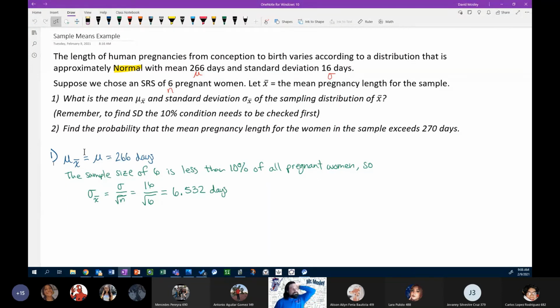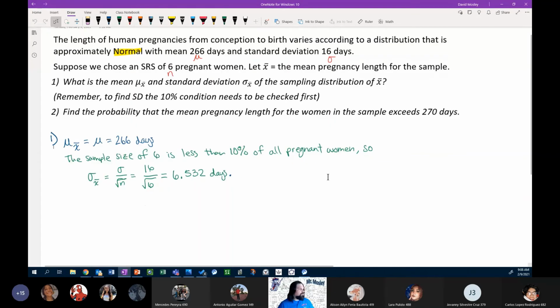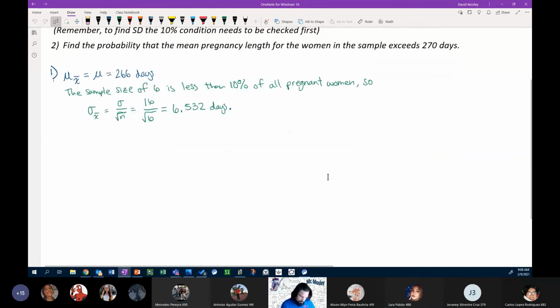All right. So again, I can't really calculate to a specific number. We just know that 6 is definitely less than 10% of all possible pregnant women. So we just kind of state that and say, okay, 10% condition is good. We can do our calculation. Oop, too easy. So then we can move on to question number 2.